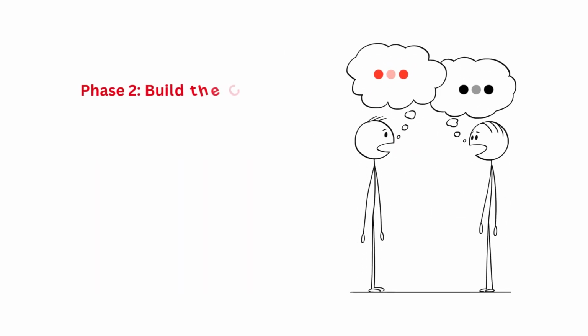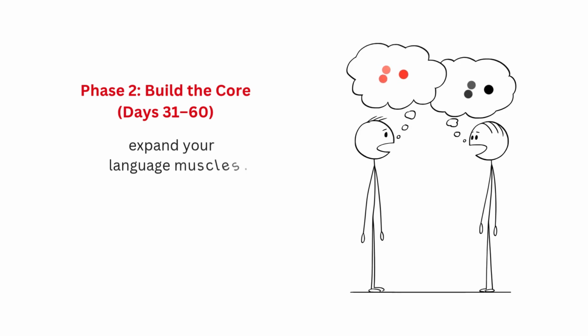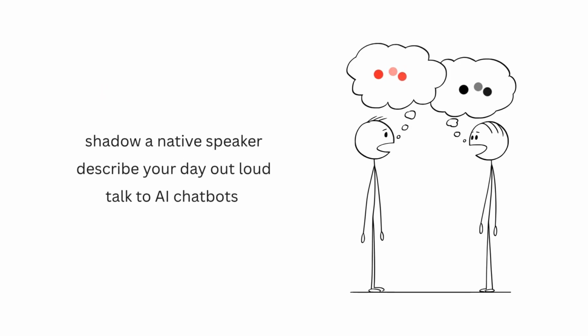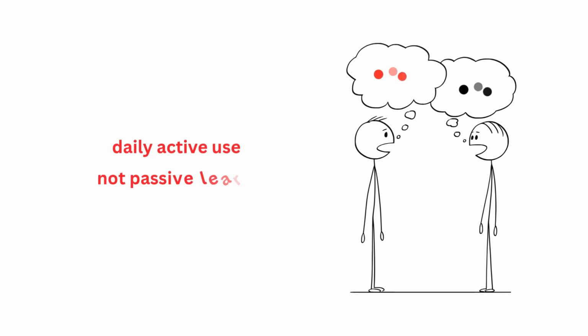Phase 2, build the core, days 31 to 60. Now that your routine is solid, it's time to expand your language muscles. Start learning the 500 to 1,000 most common words. Create your own simple sentences. Don't just memorize, use them. You can shadow a native speaker, describe your day out loud, or even talk to AI chatbots in your target language. The key is daily active use, not passive learning.